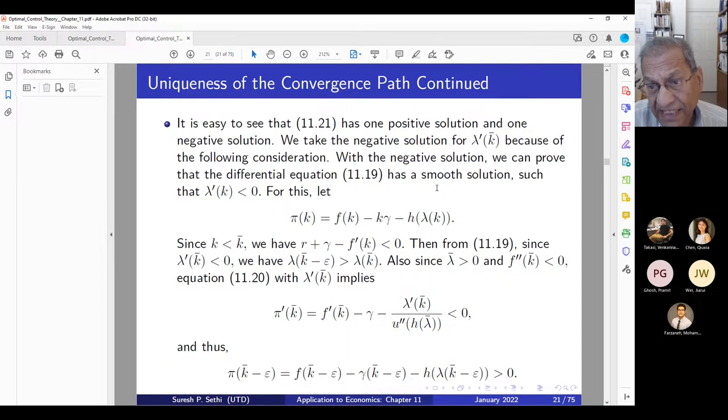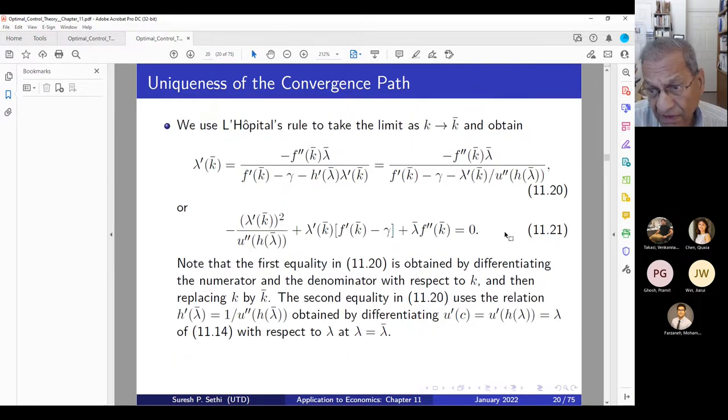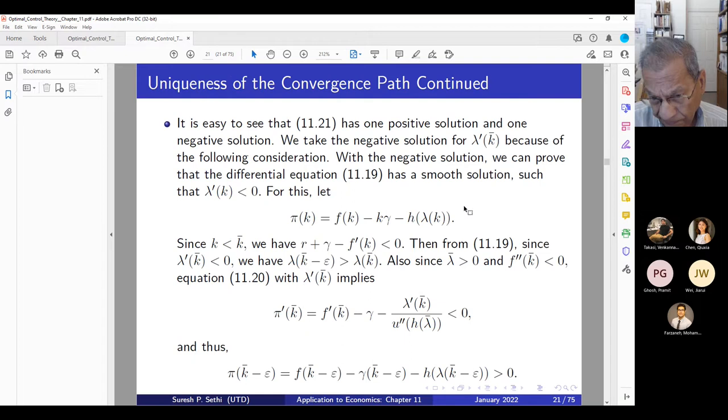And then 11.19, which is this equation, we already know that lambda prime of k bar is less than zero. So we can show that lambda of k bar minus epsilon is bigger than lambda of k bar, because k bar is now going down. And since lambda bar is bigger than zero, we already know that. Since this is less than zero, we already know that. You should put less than zero here. There's a little typo here. This, with lambda prime of k bar less than or equal to zero, implies that this quantity is less than zero. It's just algebra.